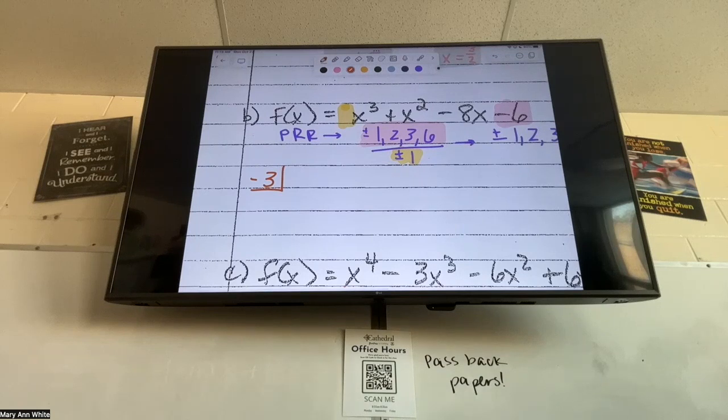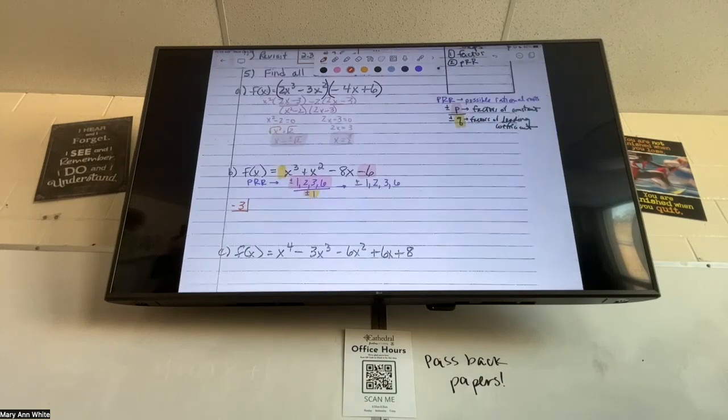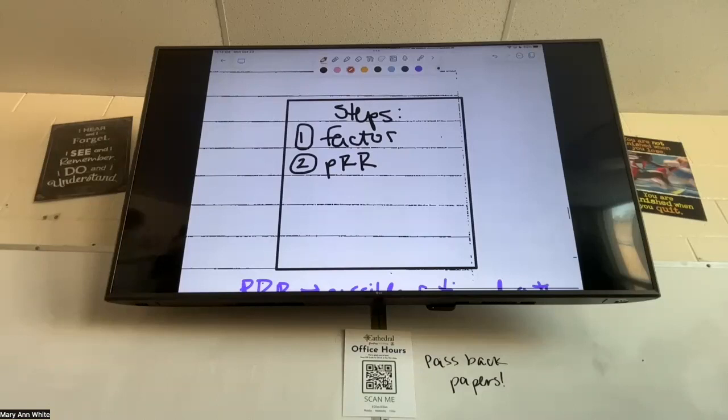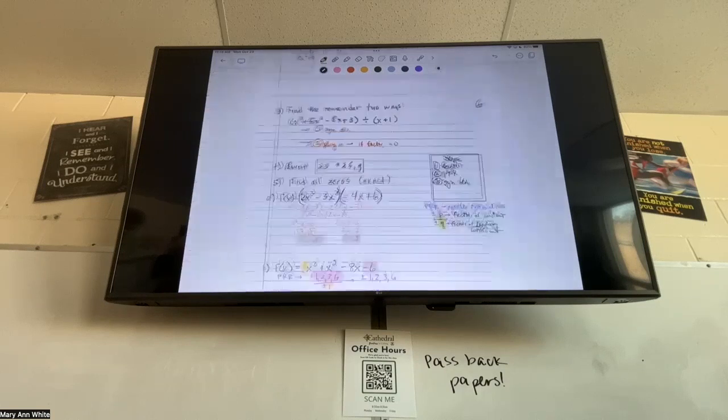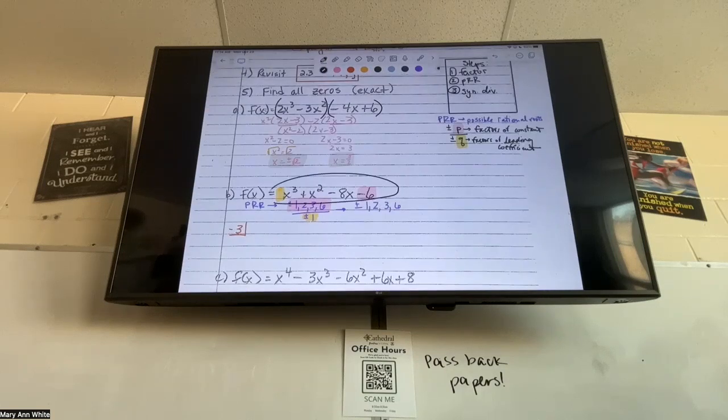So I remember on the steps, I said factor and then I said PRR. I'm going to go back up to my steps and now I'm going to write synthetic division. We're going to do synthetic division with this equation and then -3.